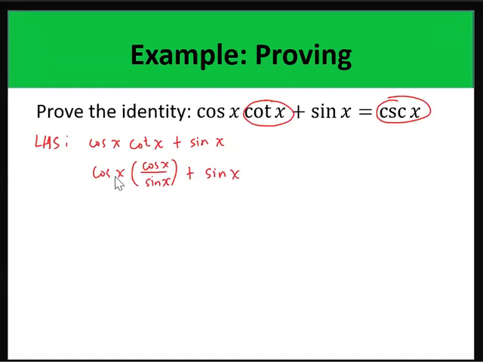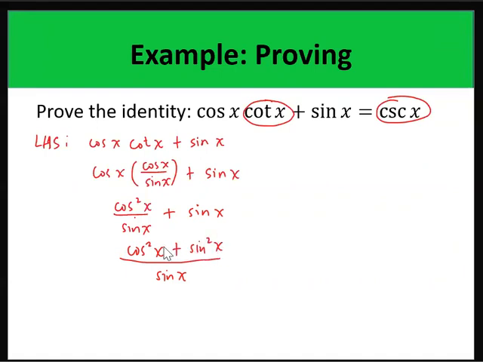And then if we multiply cosine x by this fraction, we will get cosine square x over sine x plus sine x. Now, since we have a fraction plus sine x, we need to combine them into a single fraction with LCD equal to sine x. If sine x is multiplied to this fraction, that will give us cosine square x. And if sine x is multiplied with sine x, that will be sine square x.